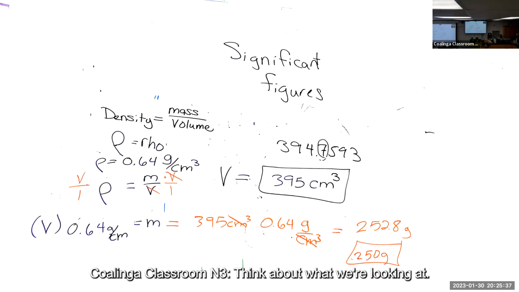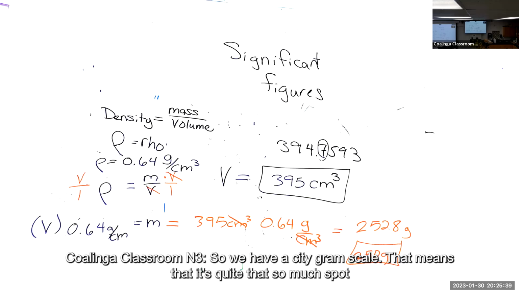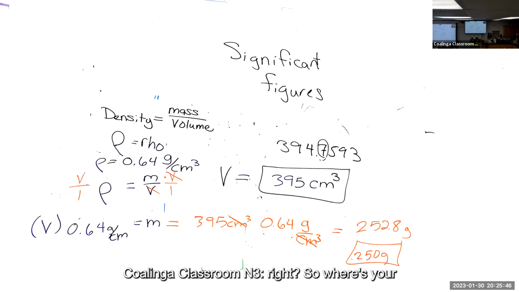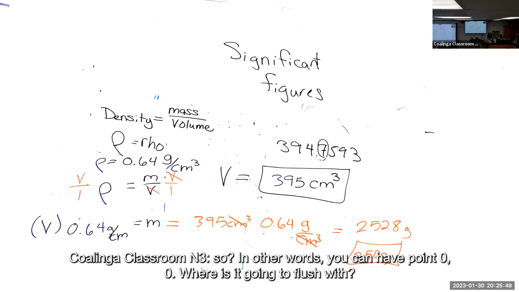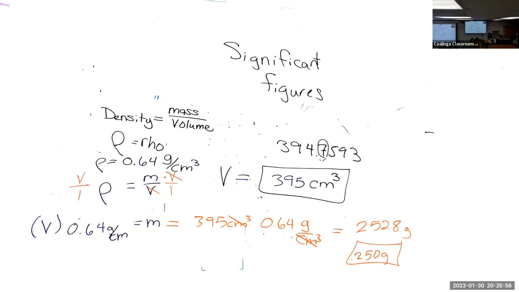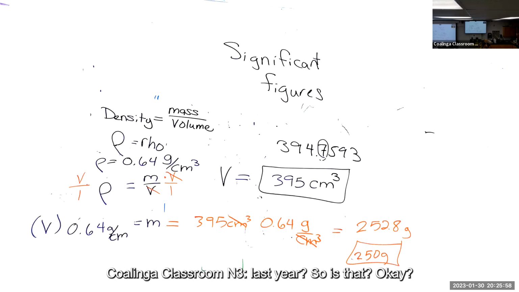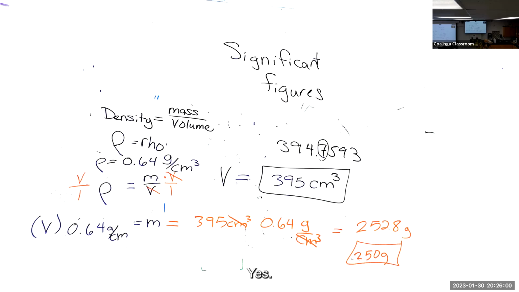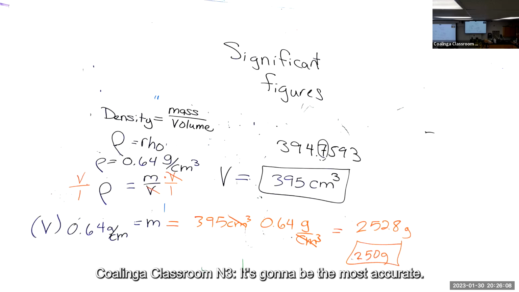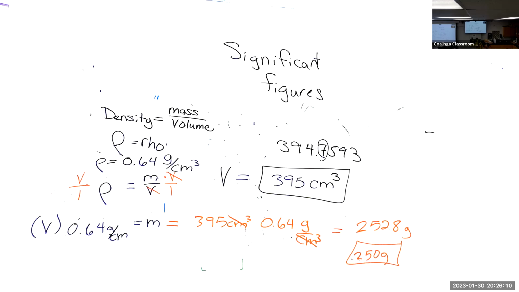Think about what we're looking at. If we have a centigram scale, that means it's going out to which spot? The centi, right? So where's it going to fluctuate? In other words, you're going to have 0.00. Is it going to fluctuate at that first zero, or at that last zero? The last zero. Is that the 100th spot? Yes. Okay.